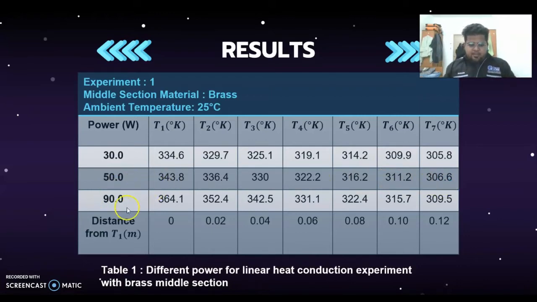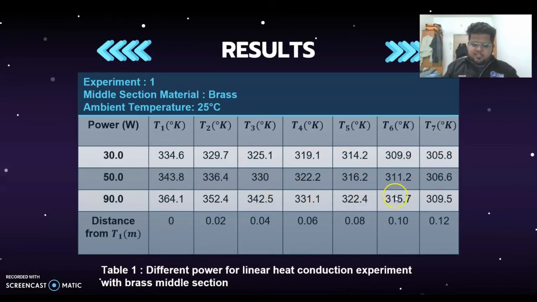And at 90 watts, you can also notice that when it's closer, it has a higher temperature, which is 364.1 Kelvin. And further from the heat source, at T7, there's a large difference, where the temperature is around 309.5 Kelvin.